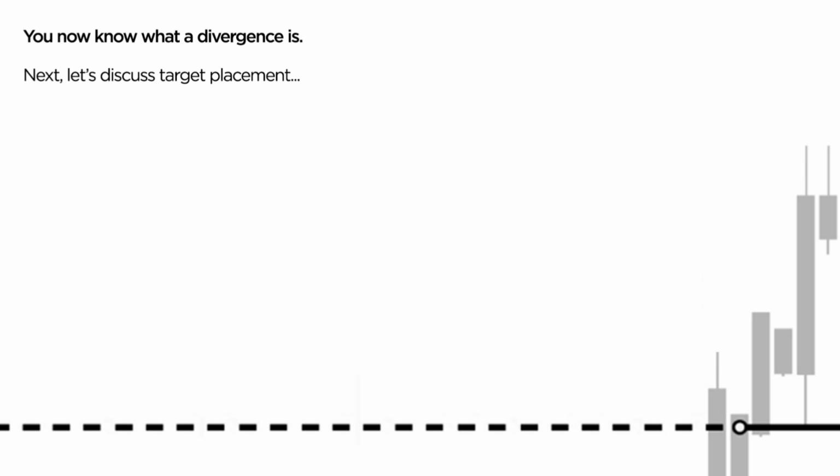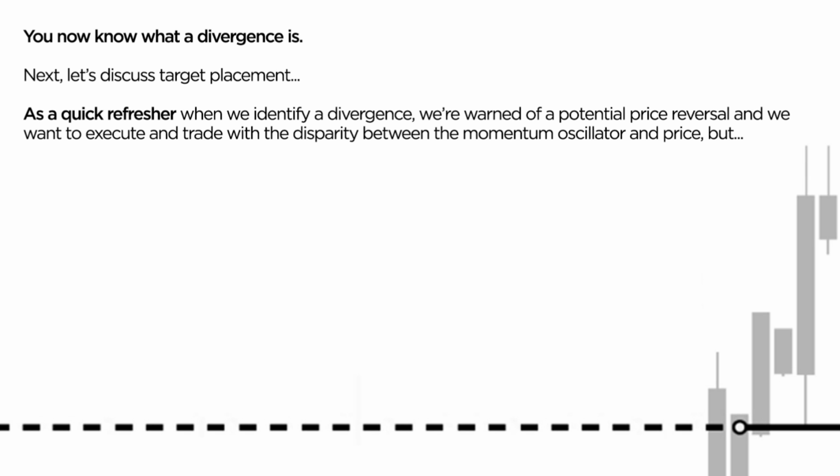So now that you know what a divergence actually is, before we touch on the rules that will allow you to begin trading these, we need to discuss target placement. As a quick refresher, when we identify a divergence, we're warned of a potential price reversal, and we want to execute and trade with the disparity between the momentum oscillator and price. But let's just say we spot a divergence, we get into a trade, where do we get out? That is, of course, where a target comes into play.